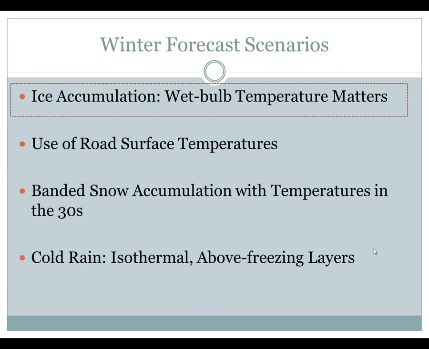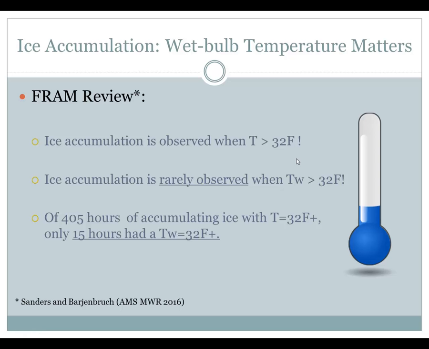We're going to touch a little bit on ice accumulation and using the freezing rain accumulation model, or FRAM. Now that that has been incorporated in the probability of weather type, the wet bulb temperature has some influence on ice accretion, so we have to look at that. The use of road surface temperatures in the probability of weather type and how you use those. Also banded snow accumulation with temperatures in the 30s. And finally, a cold rain process where you have an isothermal layer that is just above freezing. So we'll talk about each of those. Let's start with the ice accumulation.